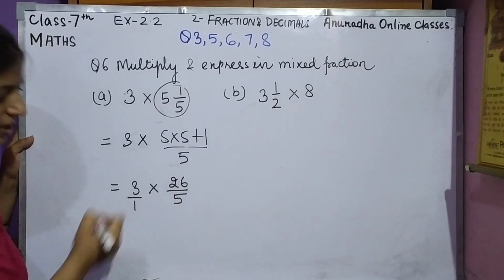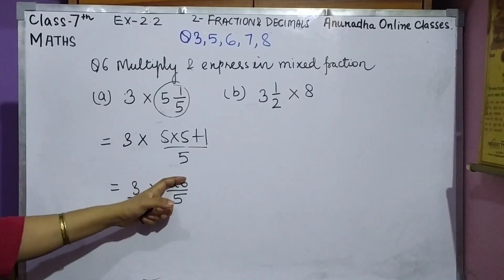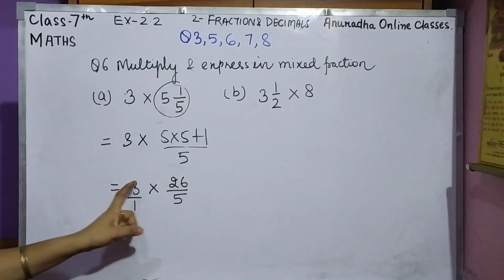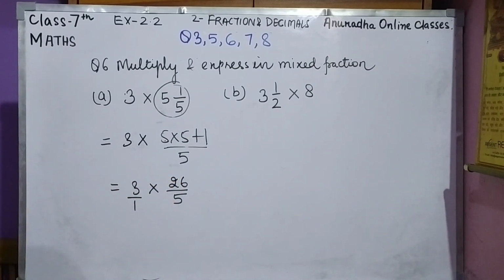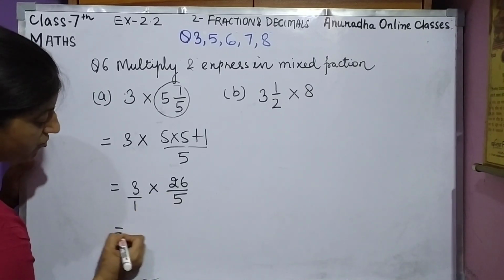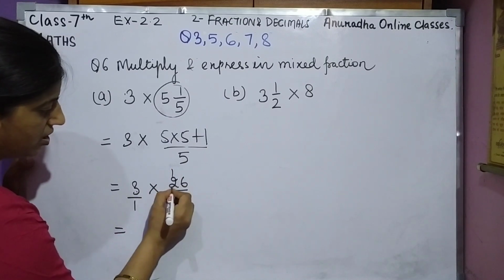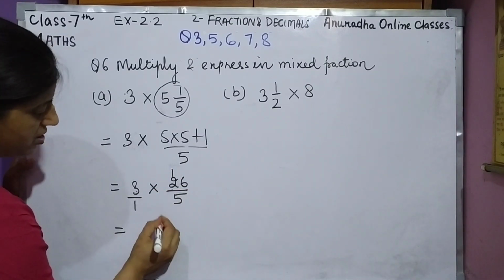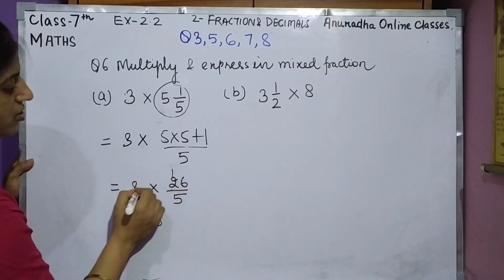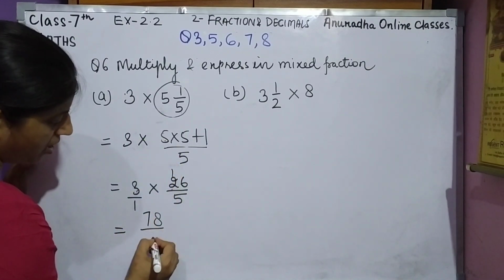There is nothing below it, that means what is below it? 1. 1 and 26, this will not go. 5 and 3, this will also not go. Now what do you have to do? You have to multiply this. 3 6s are 18, write 8 carry 1. 3 2s are 6 and 1 is 7, upon 5.